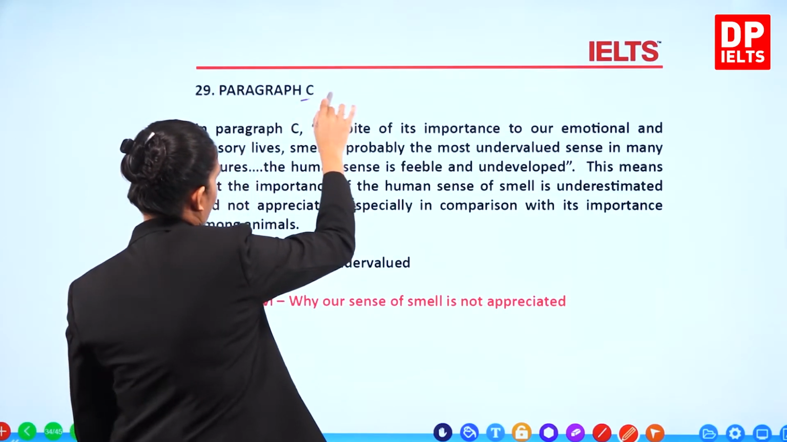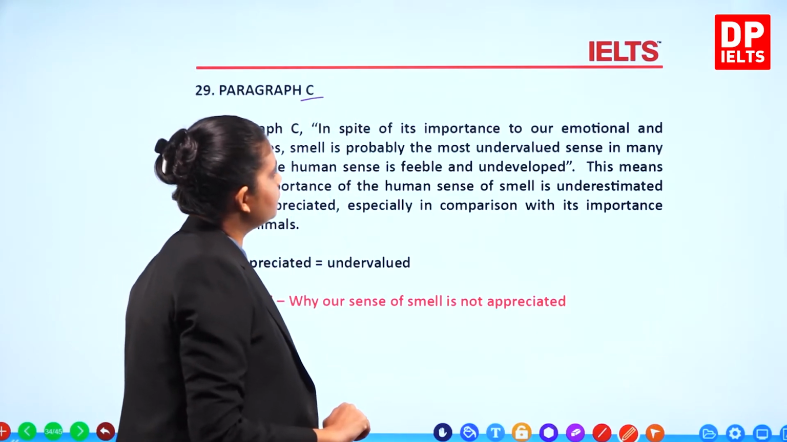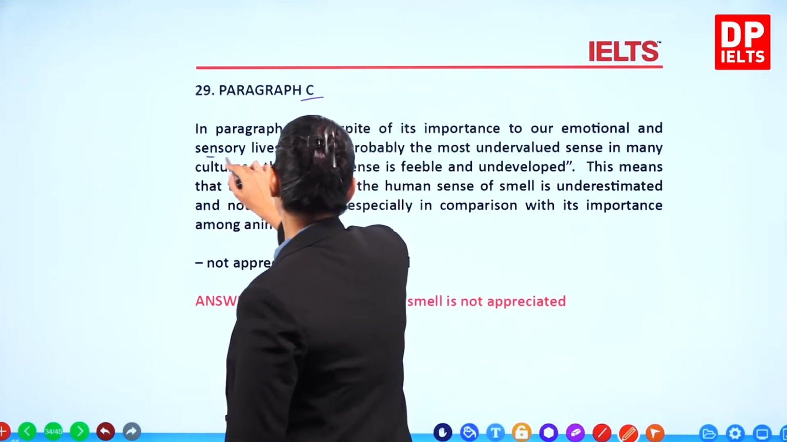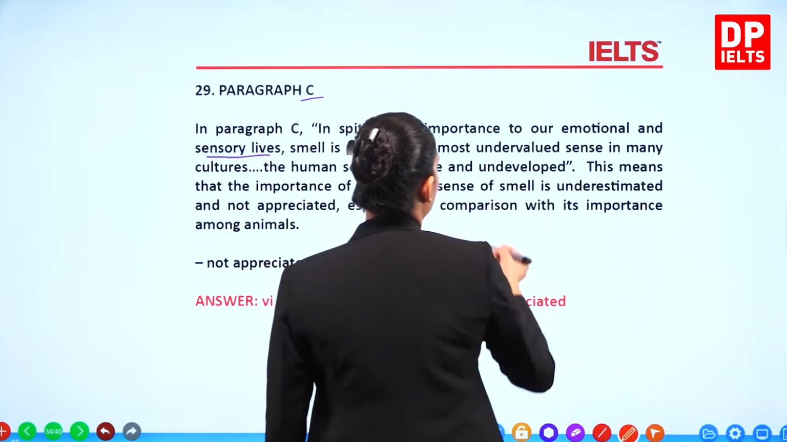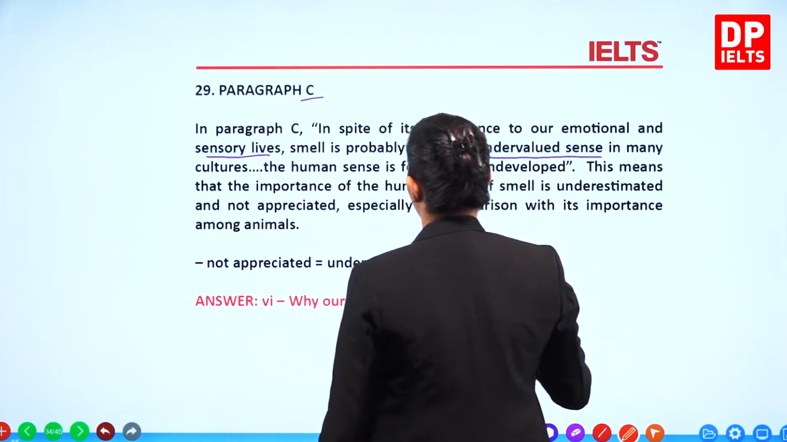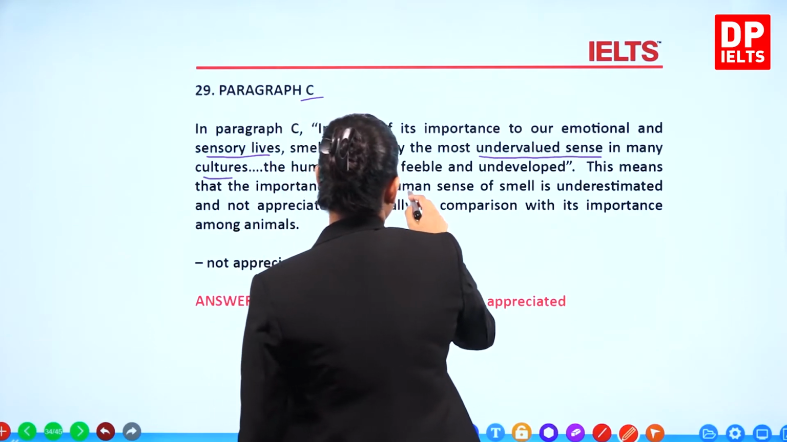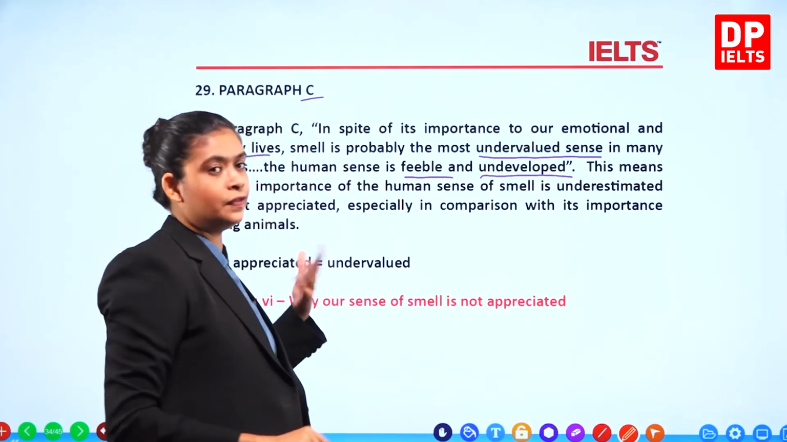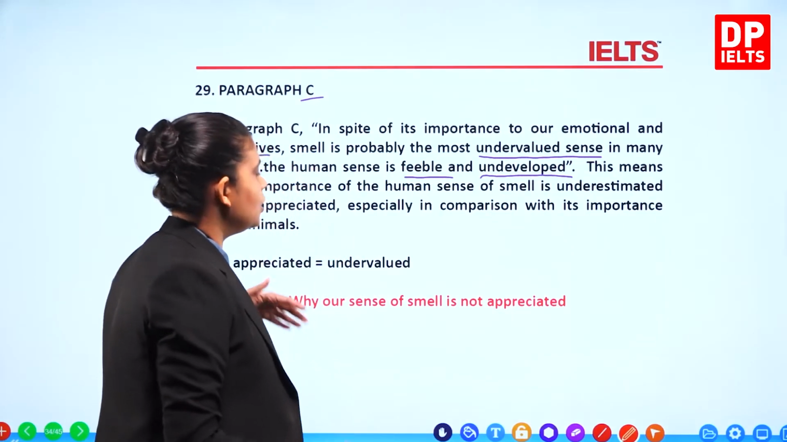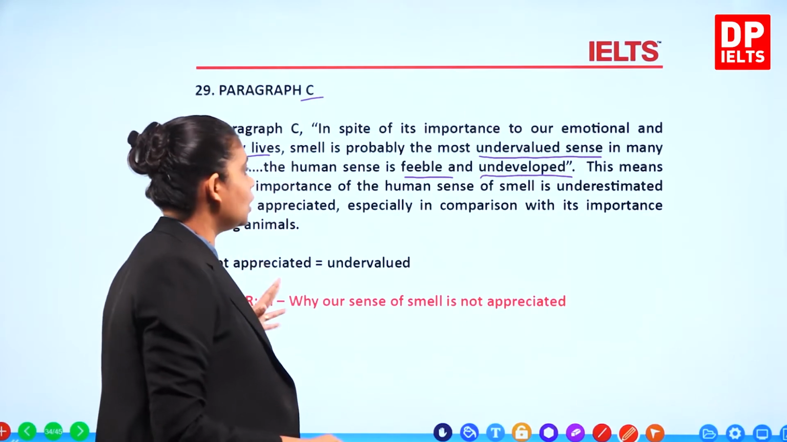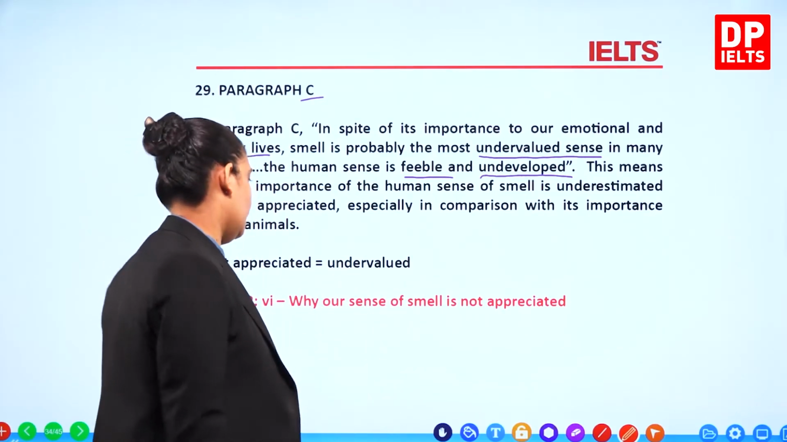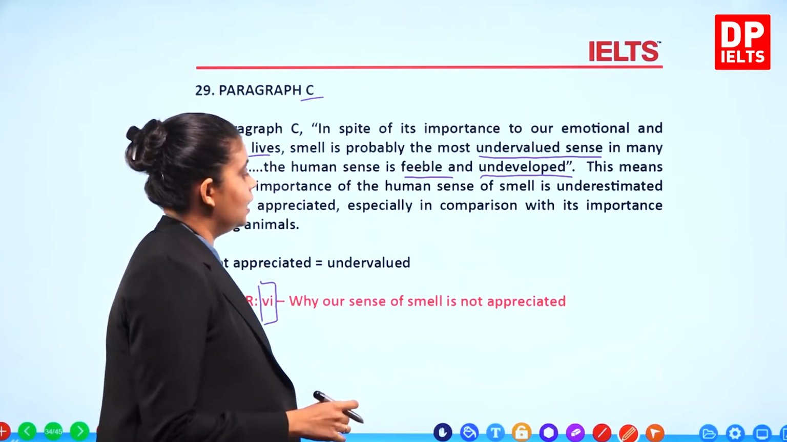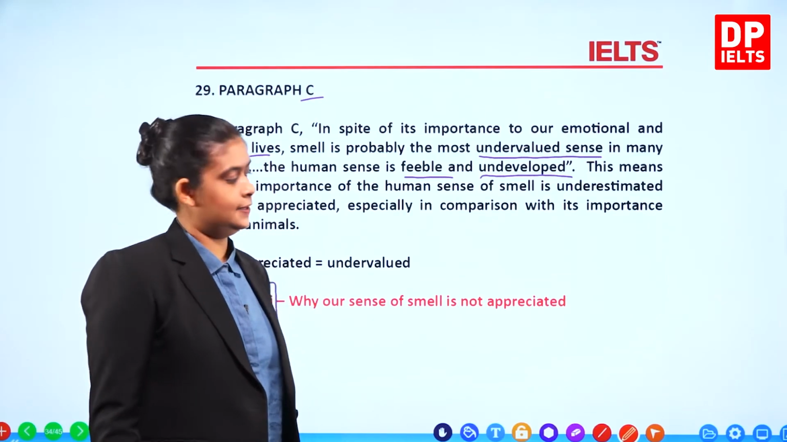Paragraph C. In spite of its importance to our emotional and sensory lives, smell is probably the most undervalued sense in many cultures. The human sense is feeble and underdeveloped. So this means that the importance of the human sense of smell is usually underestimated and it's not appreciated when compared to the others. So number 6, why our sense of smell is not appreciated. Okay?